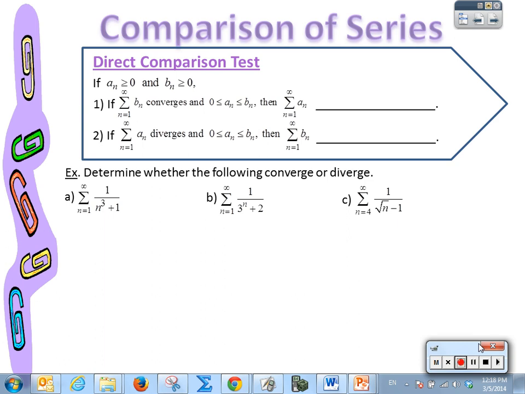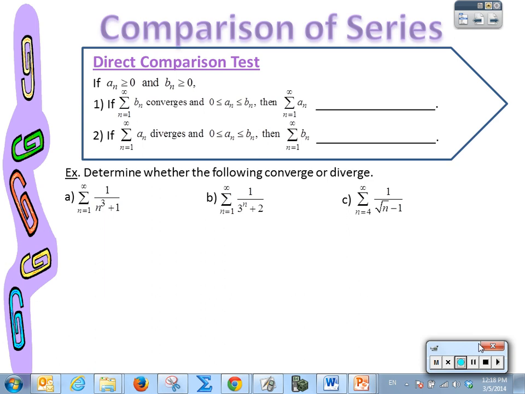Okay, here we go. Let's see, we have learned 5 tests so far. We're going to learn 2 today, so we will have 7 under our belt. Today we're going to look at the direct comparison test and the limit comparison test.